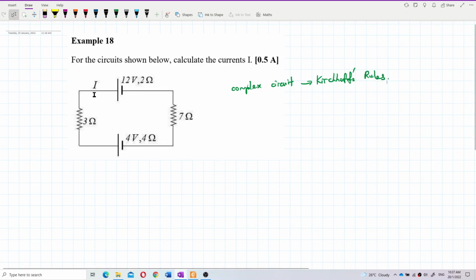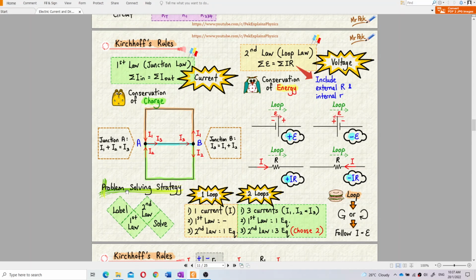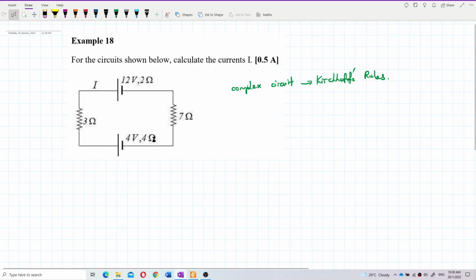First of all, what's the step to solve? The problem-solving strategy is we need to label first. Label, then we apply the first law and second law, and then only we solve the questions. So first of all, you need to label the diagram. What do you need to label?